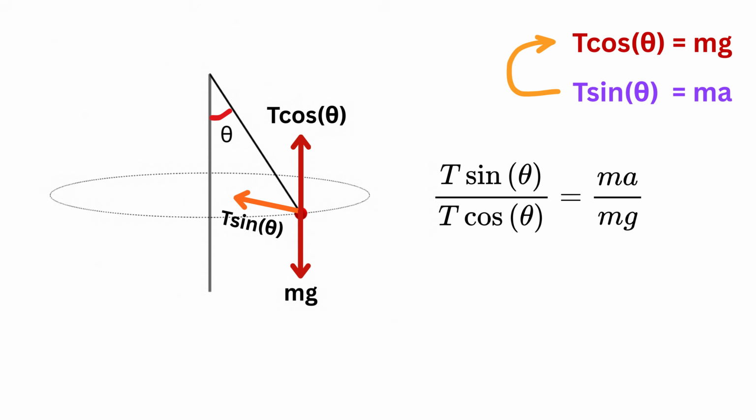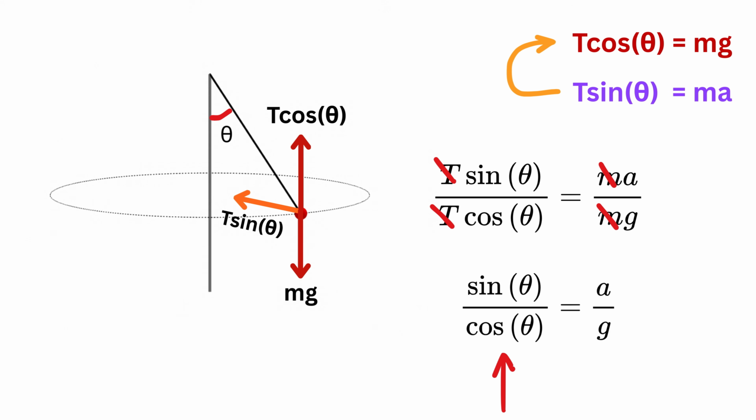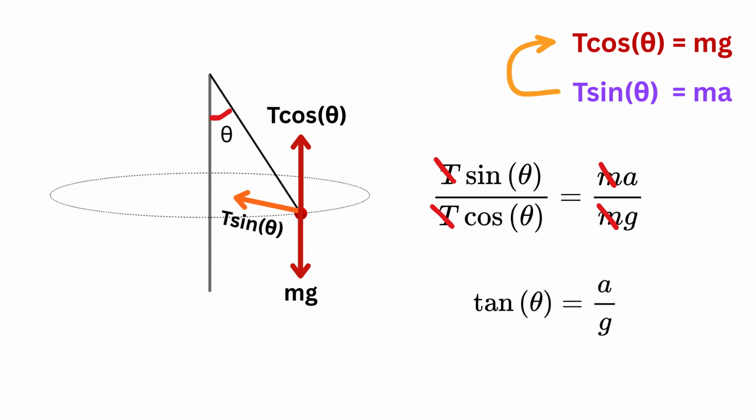Divide both of these equations to get this. T and m are cancelled, and we are left with this. Sine over cos is tan theta, and it equals a over g. So a equals g times tan theta.